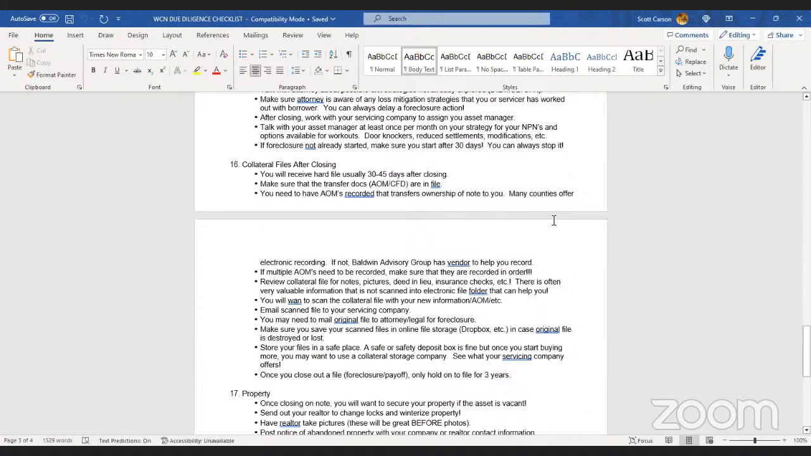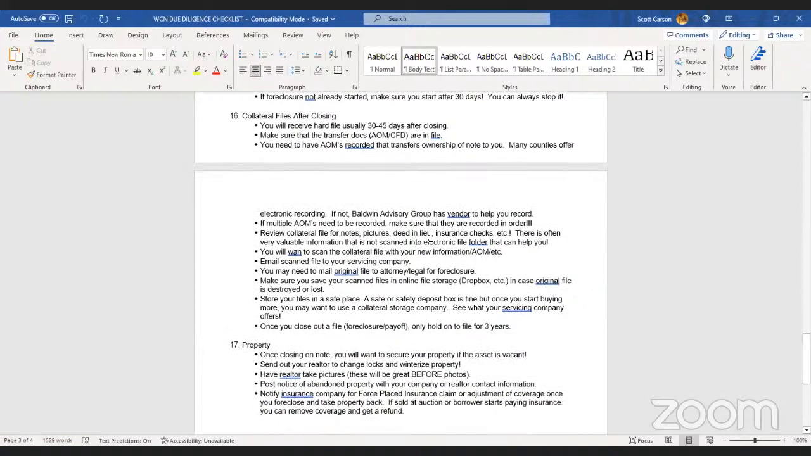After closing, it's all about getting the collateral files. You will usually receive the collateral files 30 to 45 days after closing, which is pretty normal. You should get a copy of the AOM relatively quickly, though. I'm talking about getting a scanned copy of the signed and notarized AOM at least within a week after you fund. When the collateral file and the hard file show up, you need to make sure that any AOMs or contracts for deed that are not recorded get recorded. Make sure you get them recorded in the correct order as far as date. Many counties offer electronic recording. If not, Baldwin Advisory Group does have a vendor that you can use to help record.